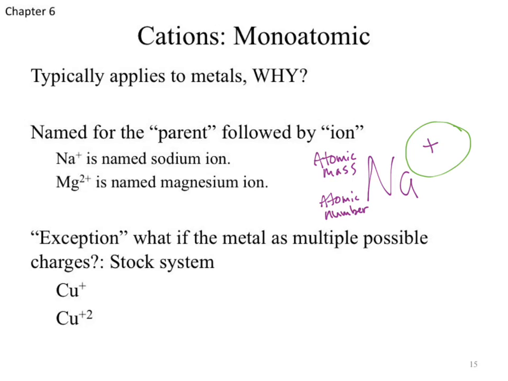So within our notations, you'll see typically we leave off atomic mass and atomic number. We just run with the charges, okay, or no charges. The only time you'll see atomic mass and atomic number is if you move into the nuclear stuff.